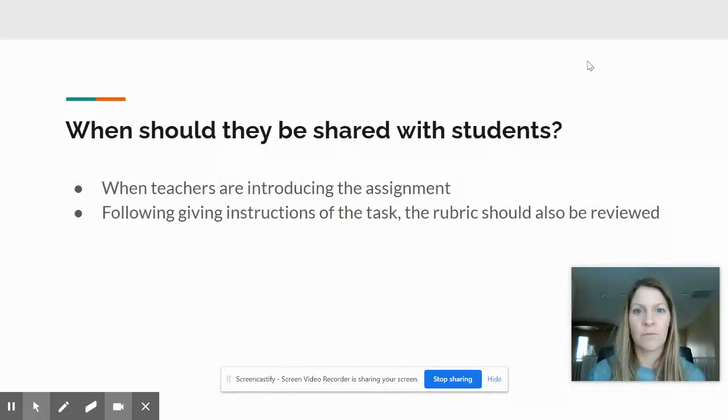They should be shared with students in the beginning. So typically when I am introducing what the content activity is going to be focusing on, I like to go over my rubrics simultaneously. That way students know, oh, okay, if I'm doing a narrative, I need to make sure I have X, Y, and Z included in my paper to get the highest mark that I can.